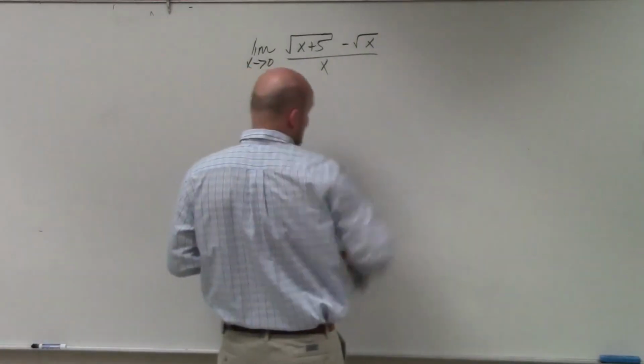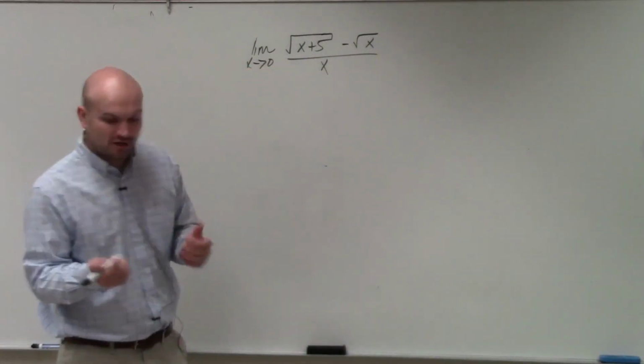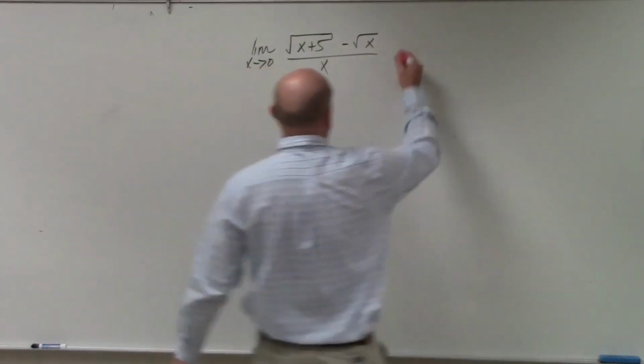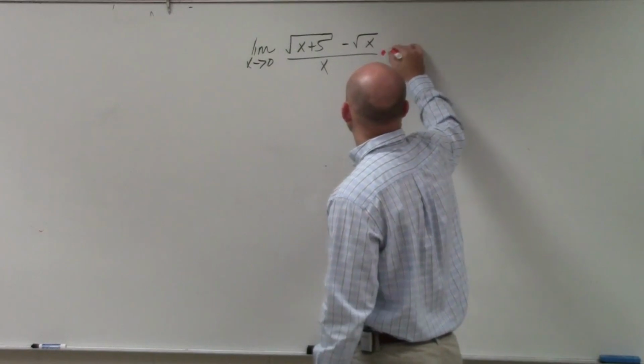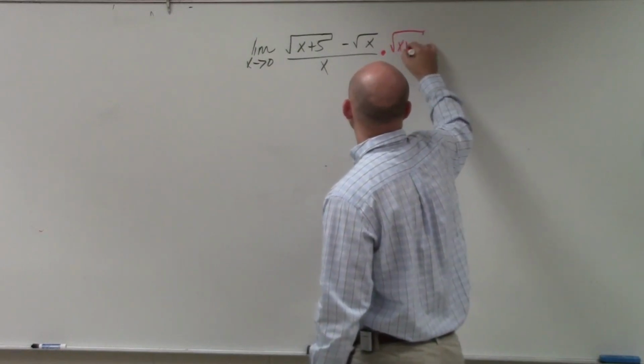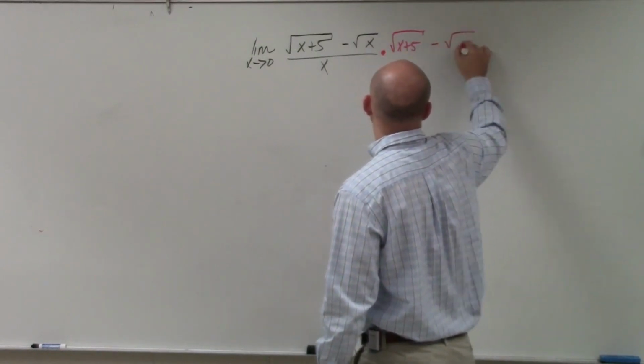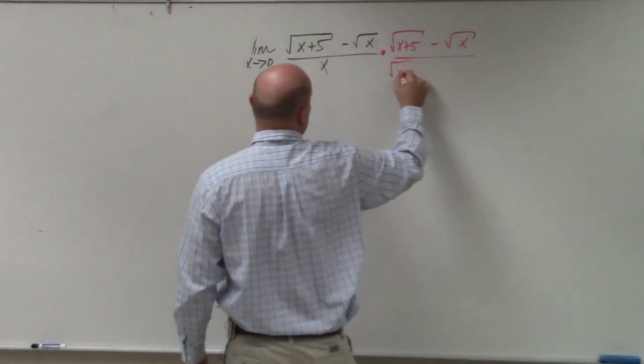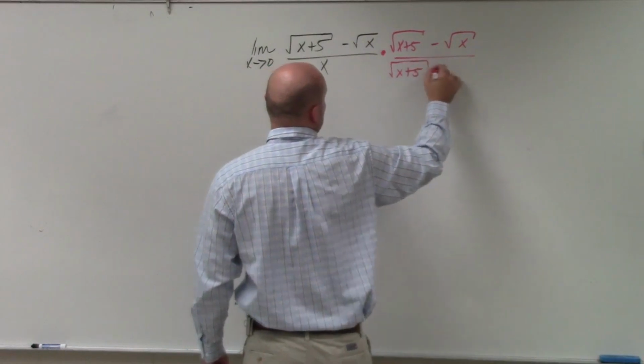And basically, to rationalize out the radical, we just need to multiply by the conjugate, which we kind of did a little bit of practice with last class period. In this case, it is going to be the square root of x plus 5 minus the square root of 5. And then whatever you multiply in the bottom, you have to multiply in the top.